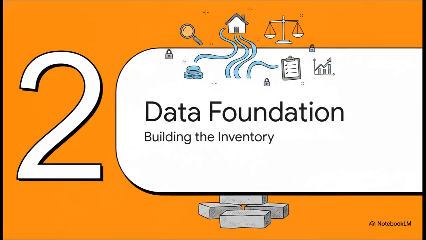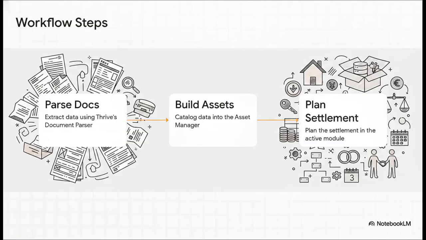Moving right along to Section 2, the Financial Data Foundation. Now, it's really vital to understand that this highly intelligent settlement agreement view doesn't just exist in a vacuum. It absolutely requires a solid foundation. And that brings us to the prerequisite workflow. You really can't actively negotiate in a settlement module until you actually have data to negotiate with. So step 1 is extracting your data from raw statements, tax returns, and affidavits using Thrive's document parser. Step 2 is cataloging that extracted data into the asset manager to build a dynamic inventory of the marital estate. Only once that solid foundation is built do you move on to step 3, which is planning the settlement in the module we're exploring today.